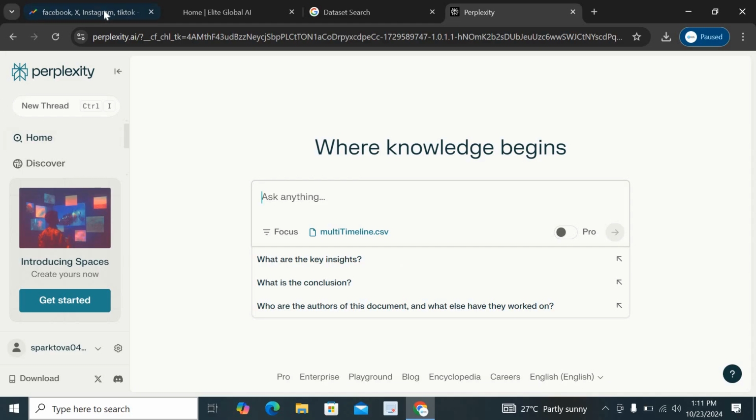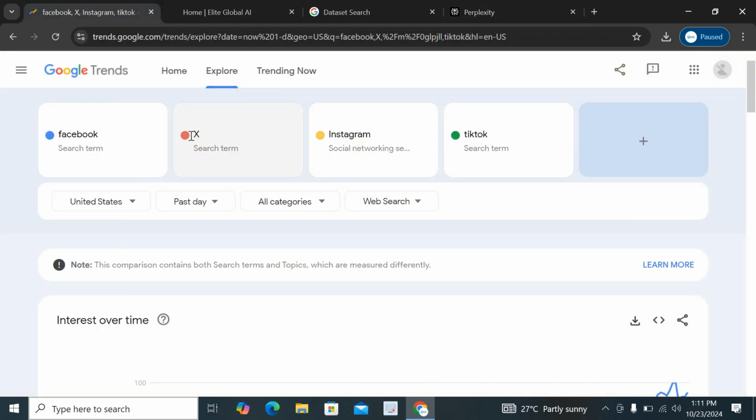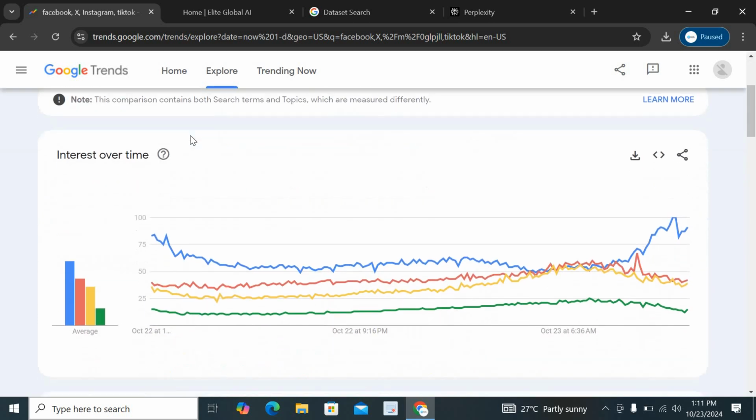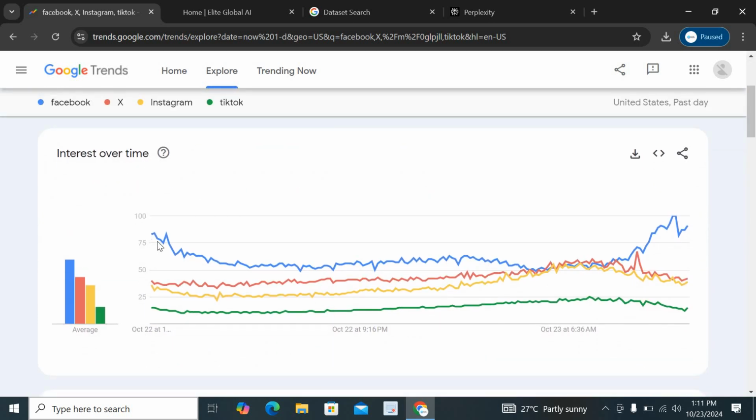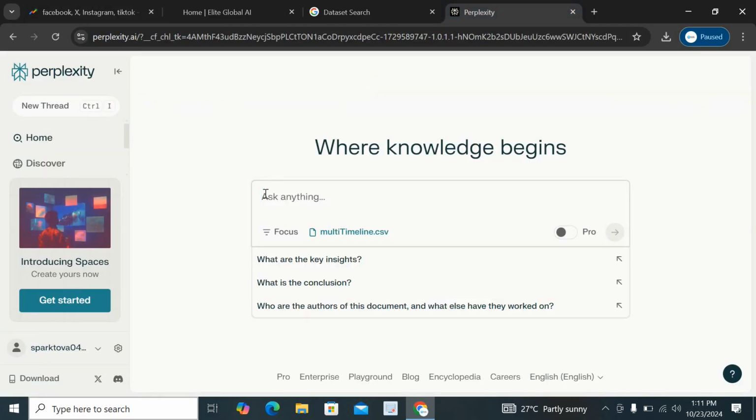Remember, what we got from here is trending information on the different statistics between Facebook, Instagram, X, and TikTok in the United States over a given period of time. Right, so we can come to Perplexity and ask it, based on this information that we just got, what are the key insights? What is the conclusion? Oh, it's even giving us some ideas for us to ask.